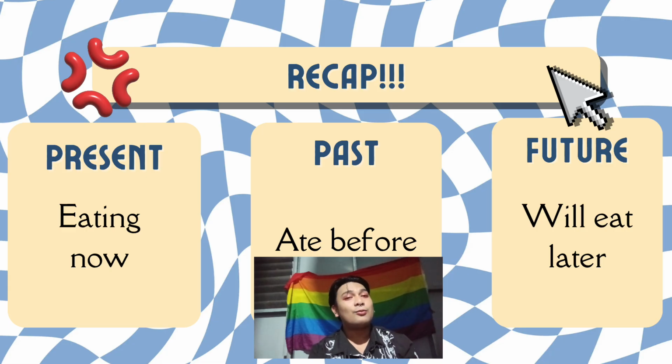So, let's review what we learned. The past tense is already happened. The present tense is happening now, while the future tense is will happen later or tomorrow, something like that.